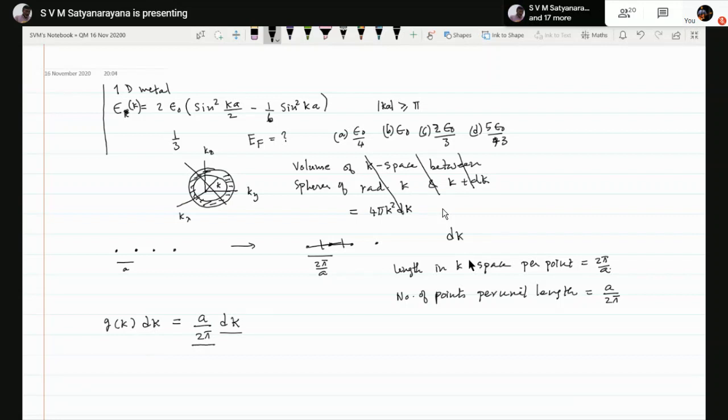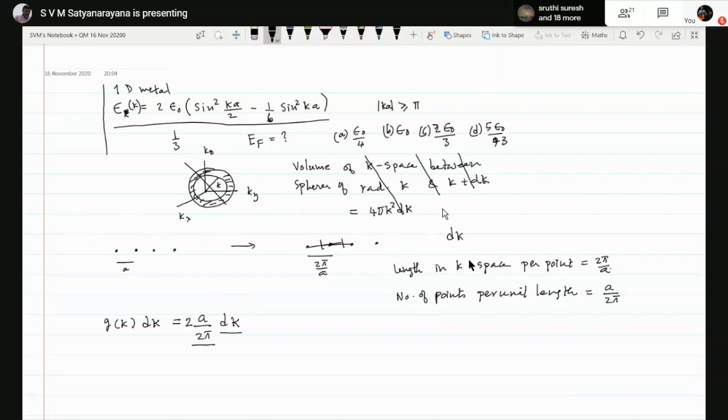Sir, I think a factor of two will be there because of the spin degeneracy. Yeah, so we can write that factor of 2. Then now you have to write this in terms of energy.